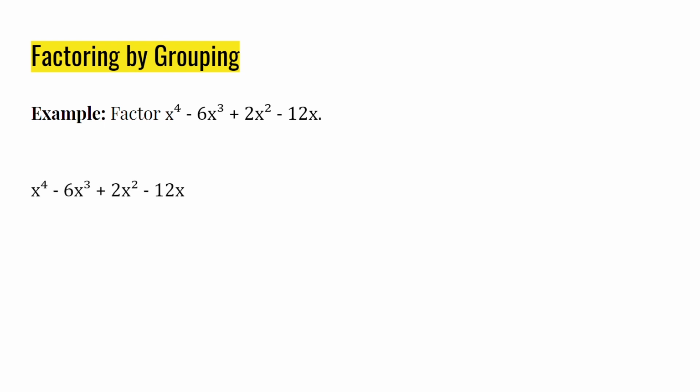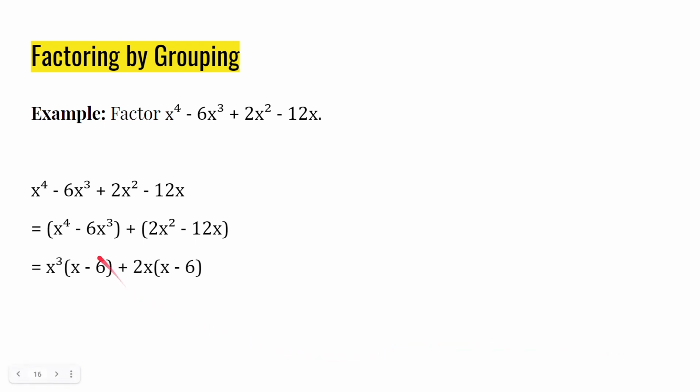Lastly, we can also use the grouping strategy to factor polynomials. For example, let us factor x raised to the power of 4 minus 6x cubed plus 2x squared minus 12x. First of all, we must group the first two terms and last two terms together, and then divide out the common factors from each binomial, which is x cubed in the first one and 2x in the second one. Then we divide out the common factor of 6 minus x, and remember that we can still further divide out the common factor of x, which leaves us a final answer of this.